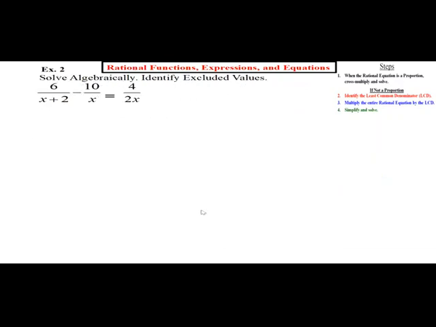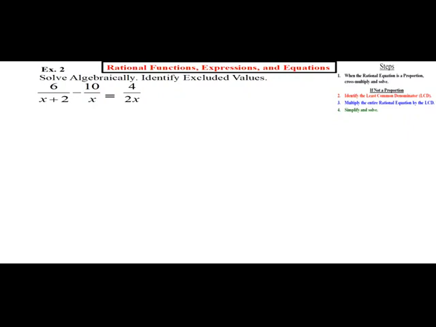All right, example 2, copy this. 6 over x plus 2 minus 10 over x equals 4 over 2x. And once again, we're solving and identifying excluded values. Copy that, please.